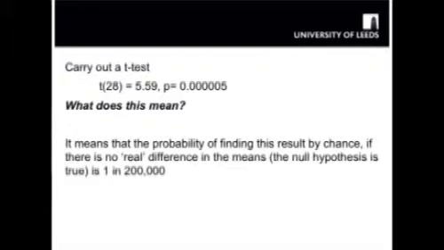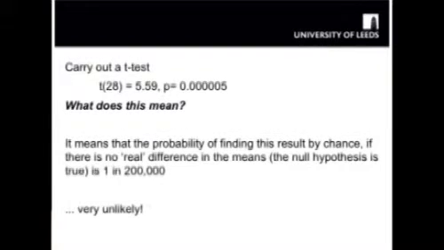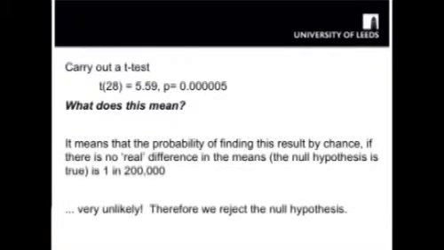Here you can see the result of that analysis, and you can see that we found a p-value of p equals 0.000005. But what does that actually mean? Well, it means that there is a 1 in 200,000 chance of finding the result that we have found by sampling error. So that's pretty unlikely, and what we're likely to do in this situation is to say that we have found a significant difference between our groups and that caffeine is having a significant effect on people's ability in the test that we've administered. This means that we have rejected the null hypothesis.